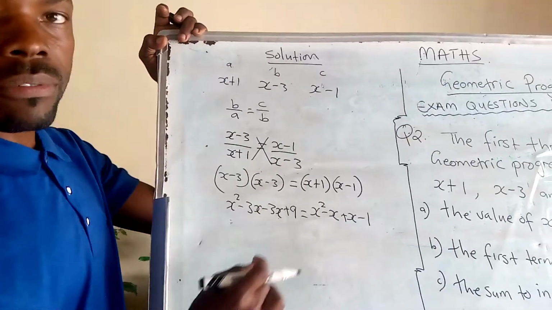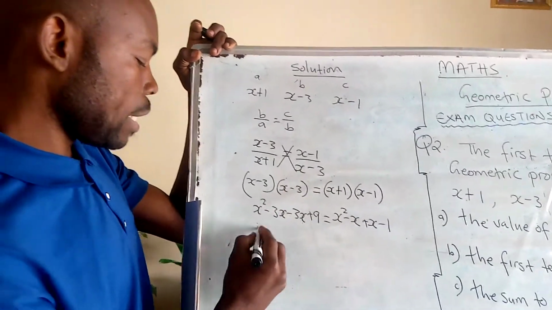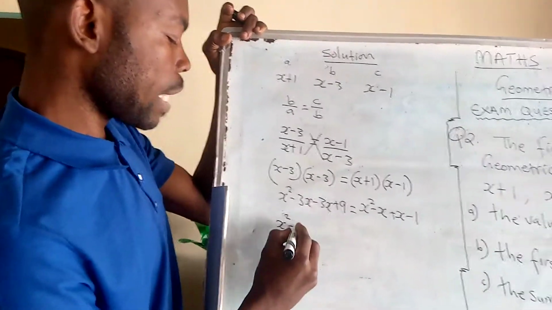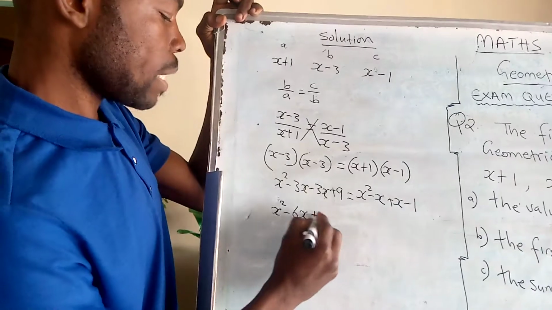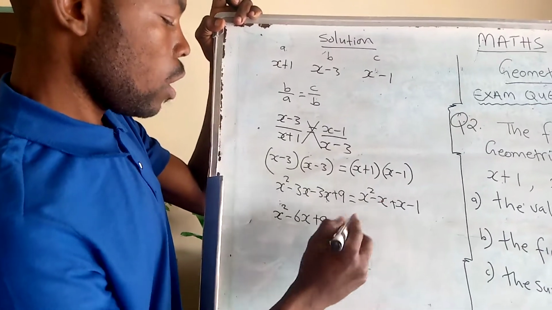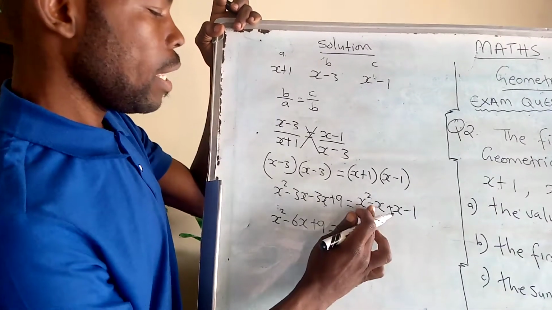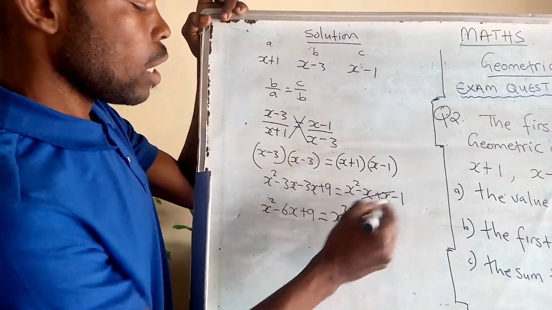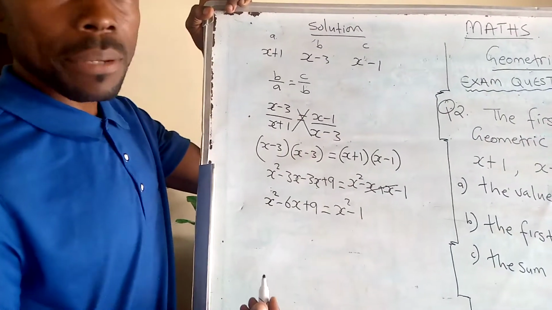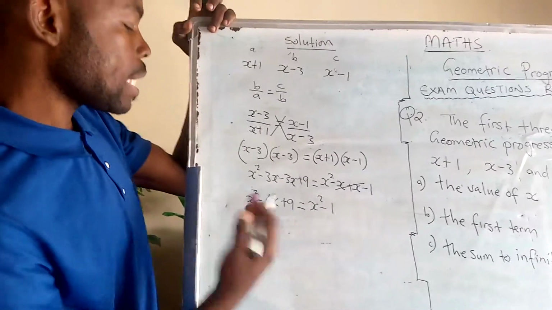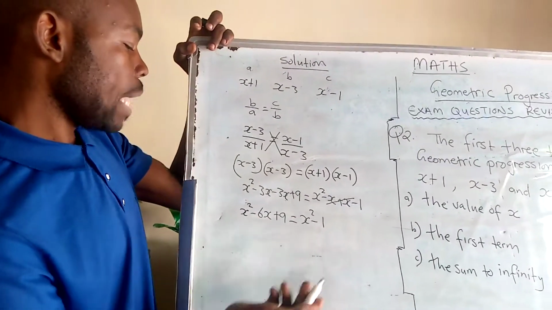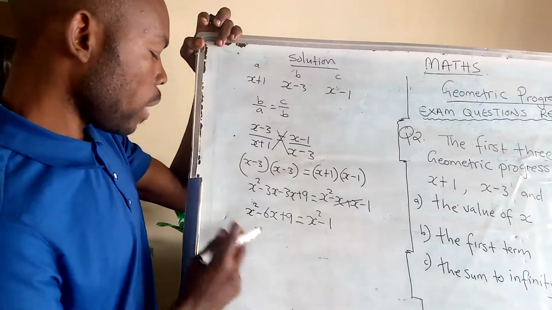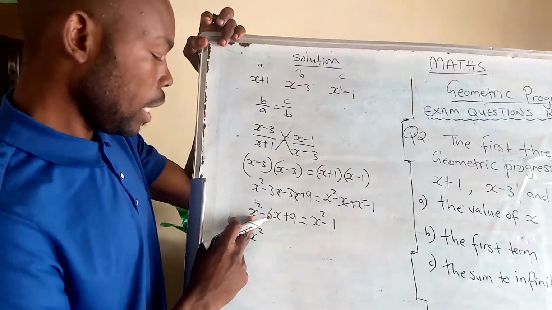So first of all, simplify. We have x squared here. Negative 3x and negative 3x give us negative 6x, plus 9, equals x squared, negative x plus x, the answer is 0, so this one is cancelled. We are left with negative 1. Okay, now put like terms together. So we have x squared here.